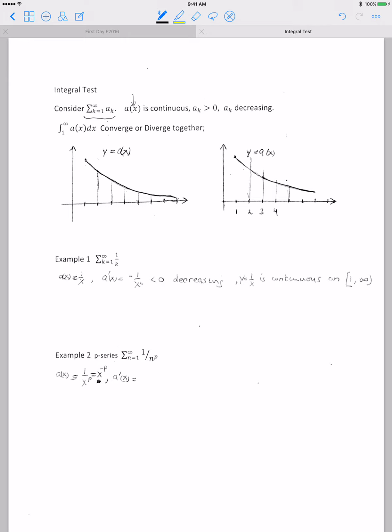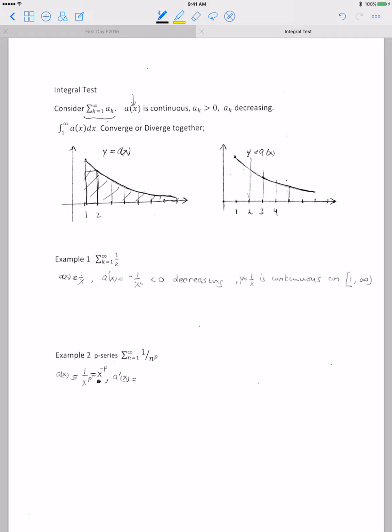Okay, so what I want to do is sketch a picture to convince you of this. So here I have the function y equals a of x sketched. The improper integral would give me the area under this curve. And so if it converged, that area would be finite. I want to show you that in that case, this forces the infinite series to also be finite. So I'm going to sketch some of the terms here.